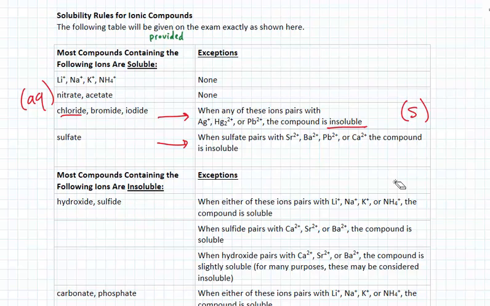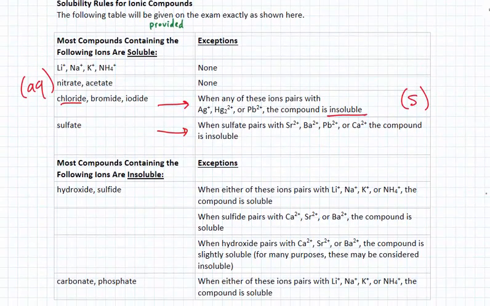Okay? Now, the bottom half of this table is opposite. These ions, right here, make most of their compounds insoluble, which are solids, but you have to look for exceptions.